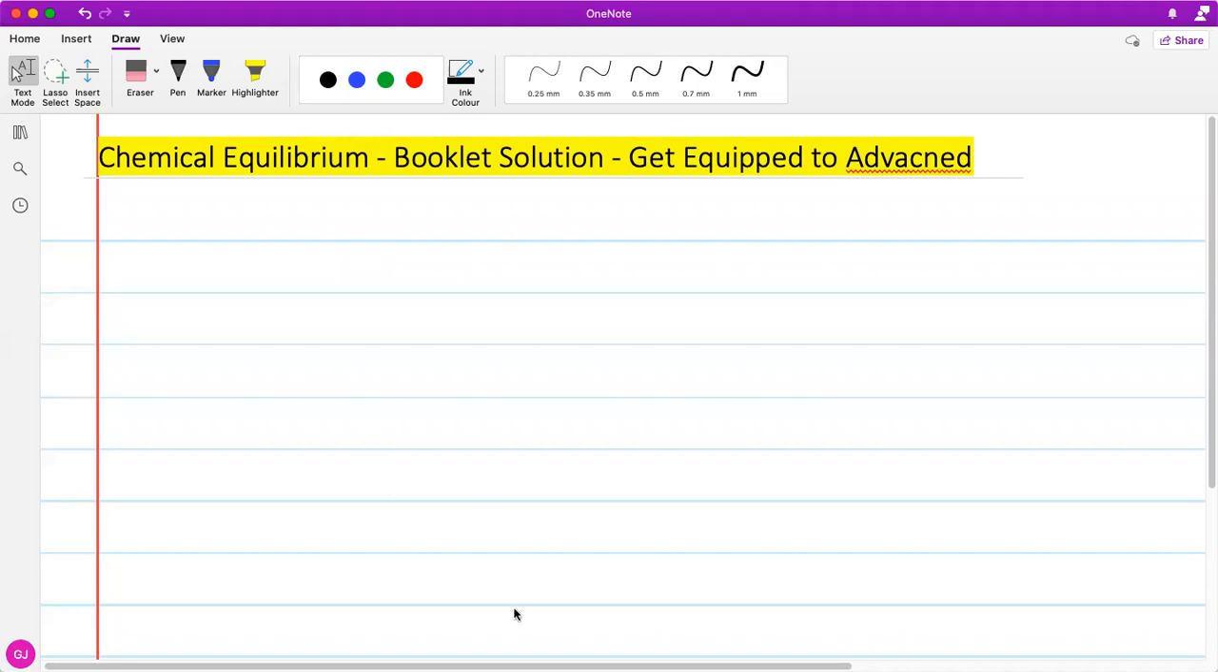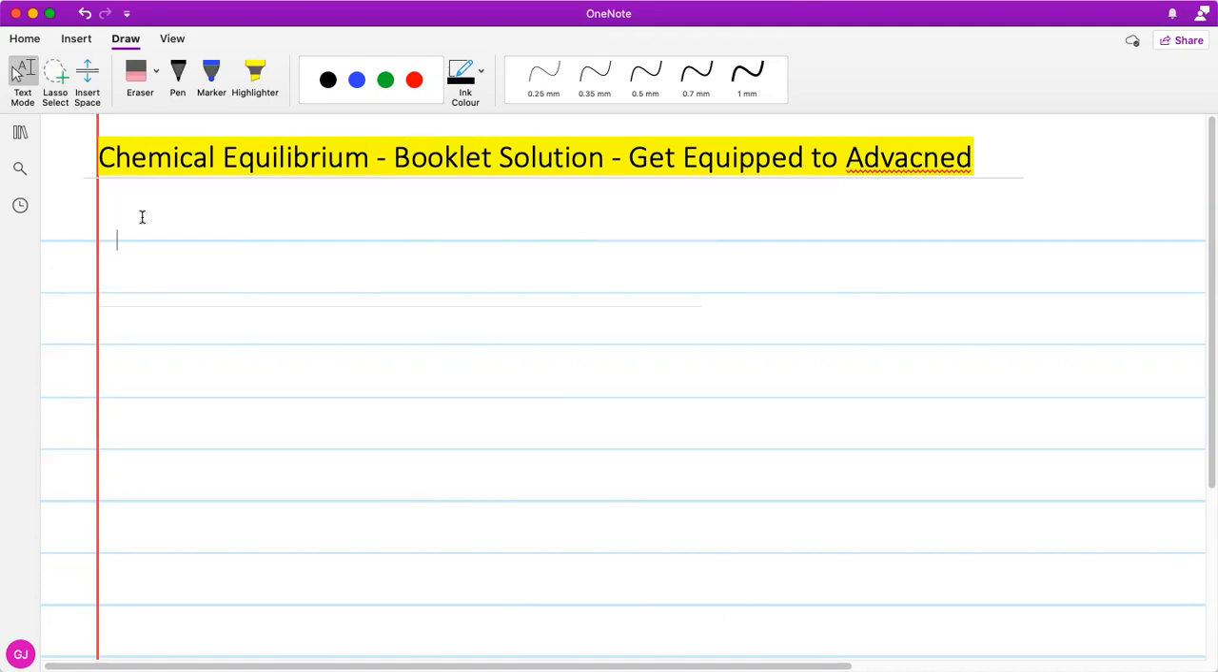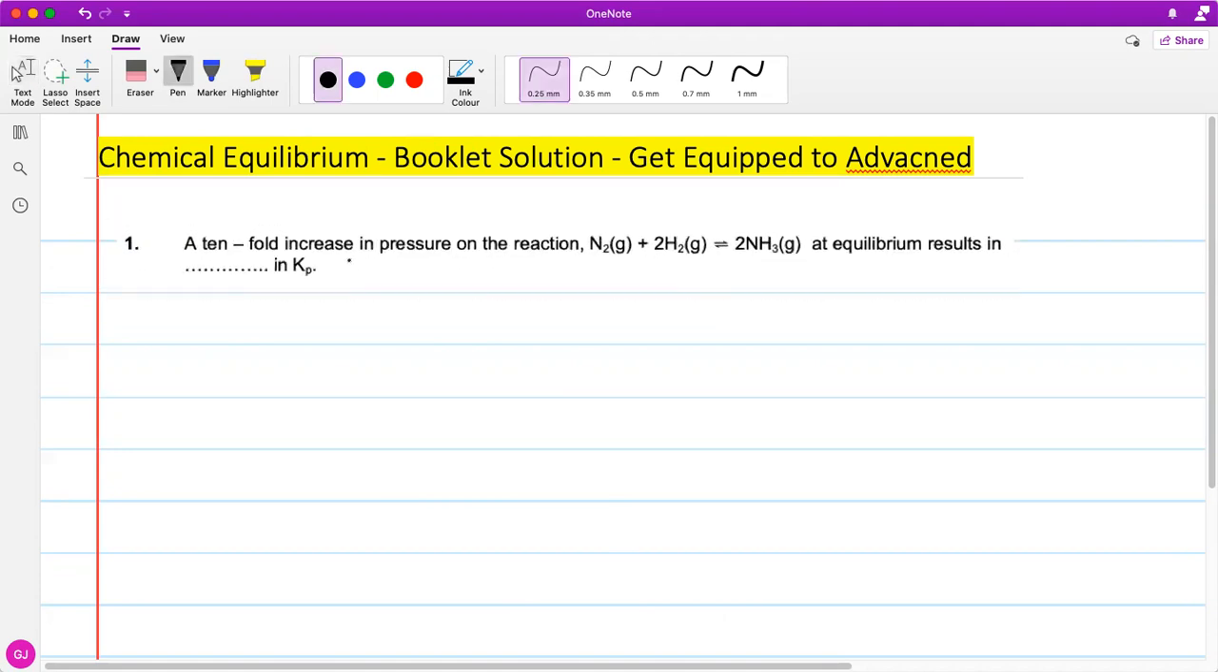All right, let's look into the questions from the Get Equipped to Advanced section of the Chemical Equilibrium booklet. The first section within this is fill in the blanks, and in that the first question is about this: a tenfold increase in pressure on this reaction causes what to the equilibrium constant?